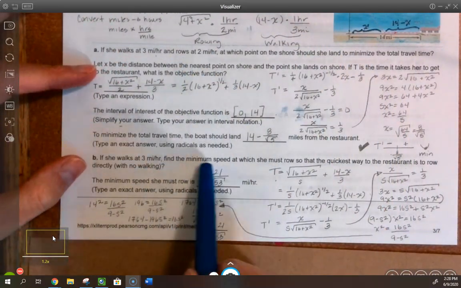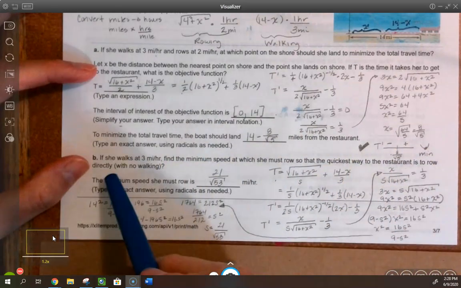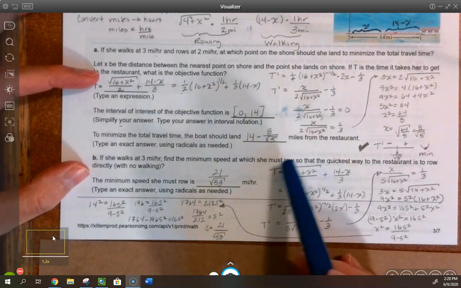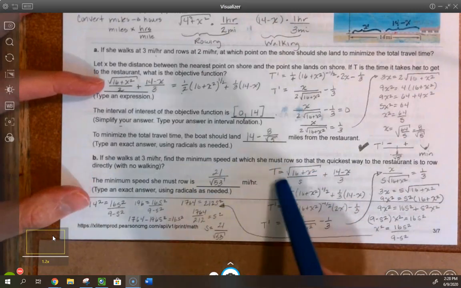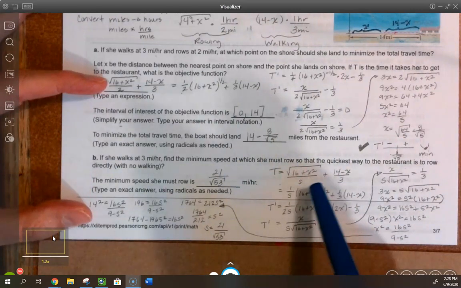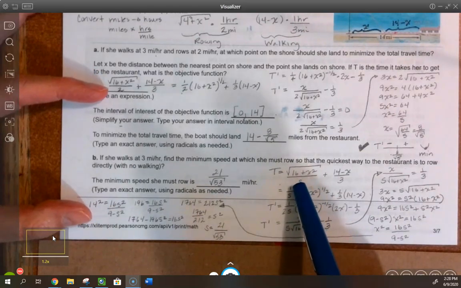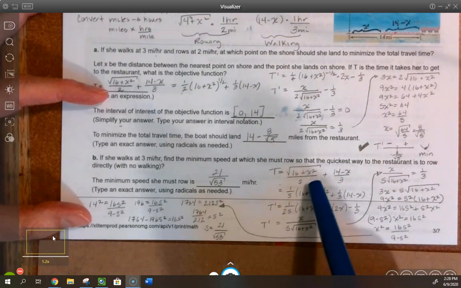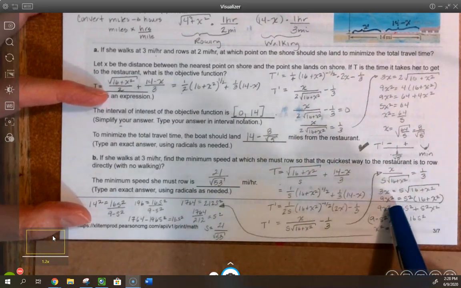I want the minimum speed at which she must row so that the quickest way to the restaurant is to row directly. So I still want the quickest way to the restaurant, so I'm still going to use the same process that I used before, and the same equation. The only thing that has changed here is that I don't know this s. I don't know the speed at which she is going to row, but I know how much she walks. And so I do the entire process, the same exact process from above.